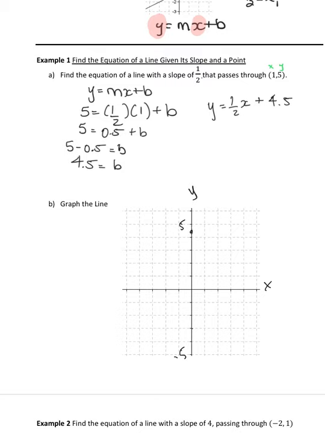And now I'm going to go up 1 over 2 because that's what my slope is. So I go up 1 to 5.5 over 2. And I'm just going to put one more dot there. And now we can make our line.